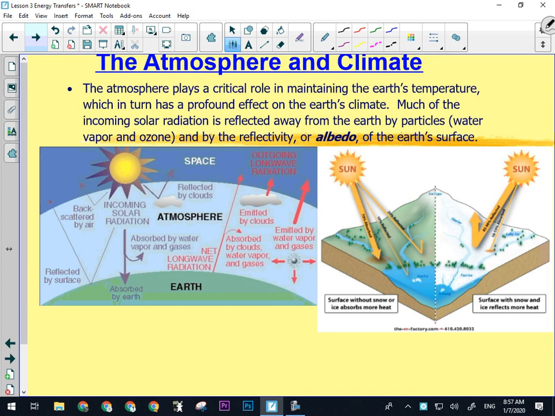All right, so the atmosphere plays a crucial role in maintaining the Earth's temperature, and that has a profound effect on the Earth's climate. Much of the incoming solar radiation is reflected away from the Earth by particles, that's water vapor and ozone, and by the reflectivity, or, and this is a key word, albedo of the Earth's surface. Albedo is the reflectivity of the Earth's surface.